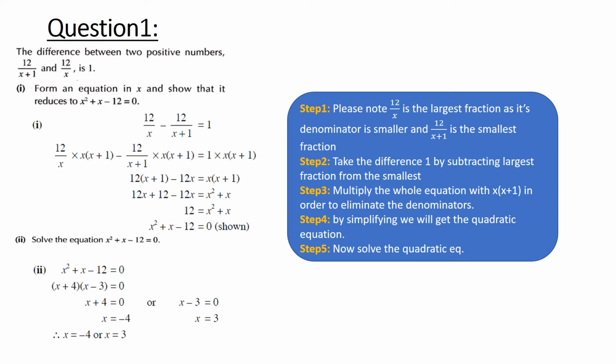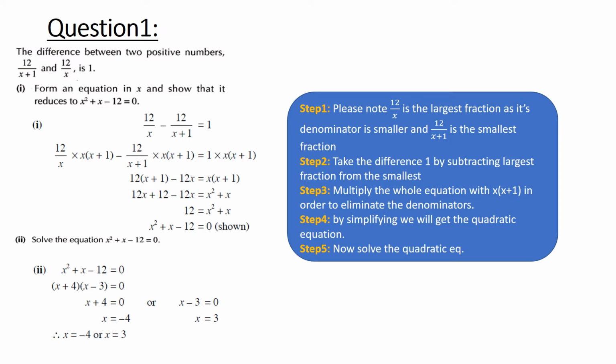Dear students, let us take a question now. The difference between two positive numbers 12 over x plus 1 and 12 over x is 1. You need to form an equation in x and show that it reduces to x square plus x minus 12 equal to 0.